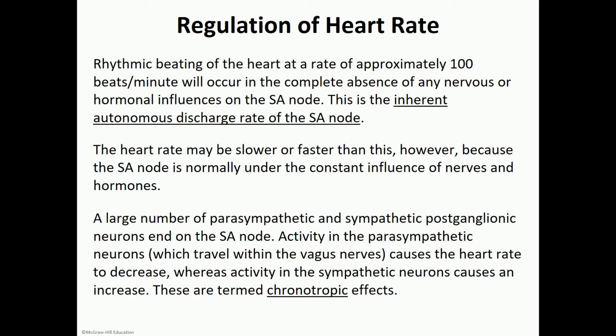We should already know that sympathetic stimulation to the SA node will lead to an increase in heart rate, while parasympathetic stimulation to the heart would lead to a decrease in heart rate. And remember that those parasympathetic fibers reach the heart through the vagus. We call these changes the chronotropic effect.